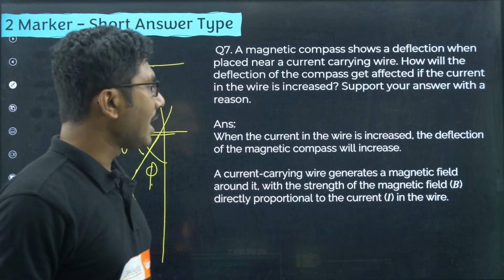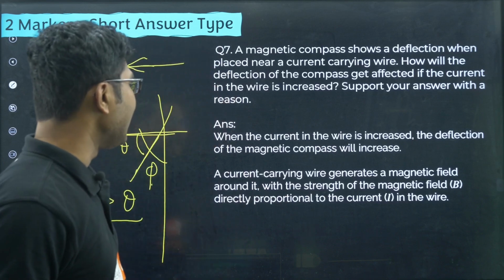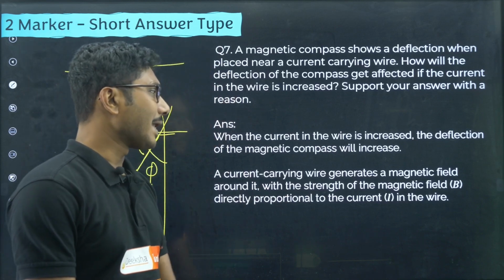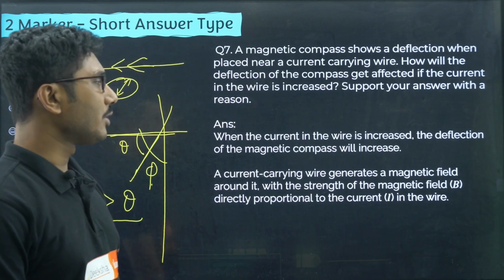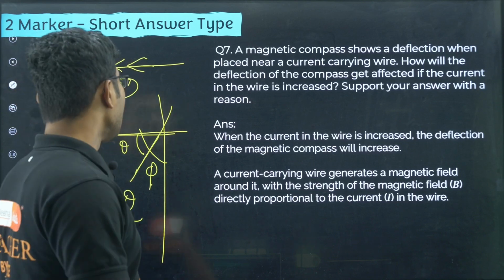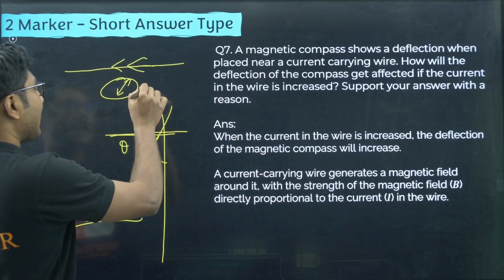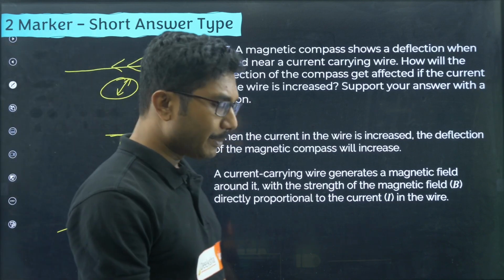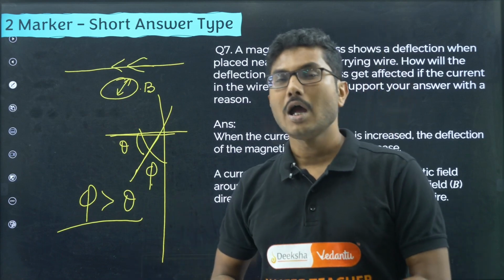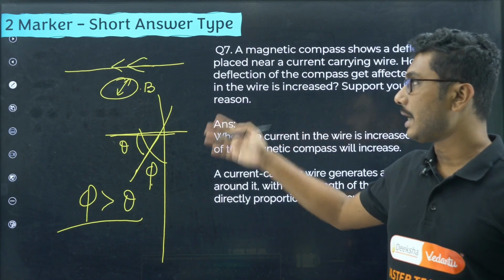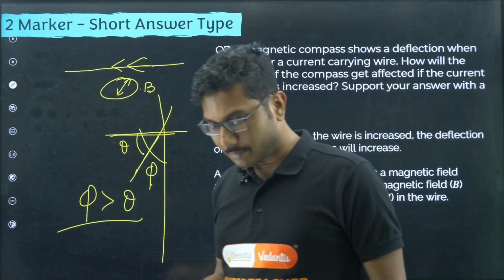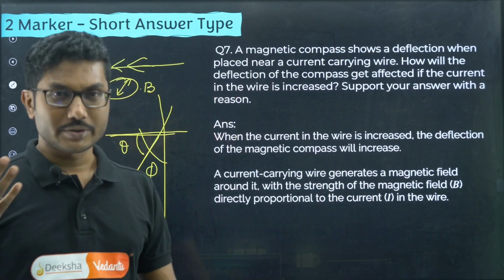The current carrying wire generates a magnetic field B around it with the strength of the magnetic field B directly proportional to the current I in the wire. So, suppose the initial magnetic field is B. We know that a current carrying wire produces a magnetic field, right? That is already an established fact that a current carrying wire produces a magnetic field.